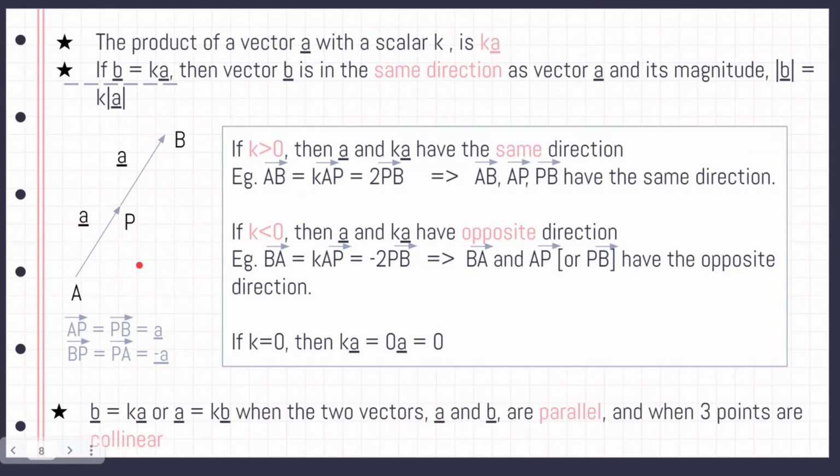B will be equal to kA or A will be equal to kB when the two vectors AB are parallel and when the 3 points are collinear.